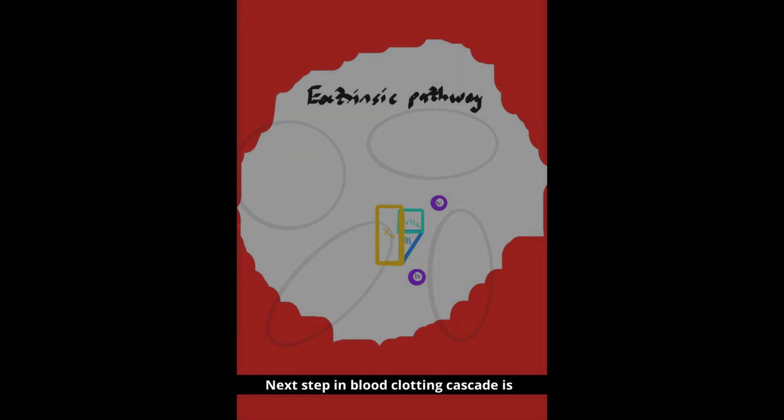The next step in the blood clotting cascade is the intrinsic pathway, which amplifies the concentration of factor 10A. The intrinsic pathway begins with activation of Hageman factor 12A after vascular damage, which activates plasma thromboplastin antecedent 11A, which activates Christmas factor 9A. Activated Christmas factor is an enzyme for amplification of factor 10A concentration in blood.